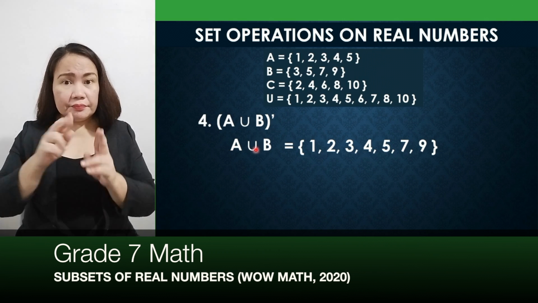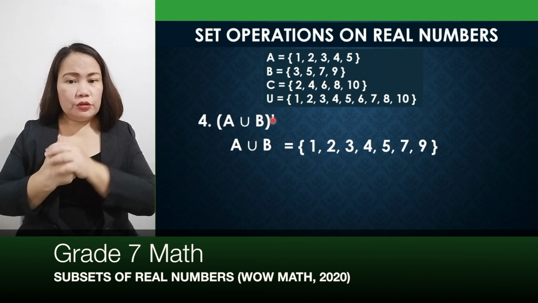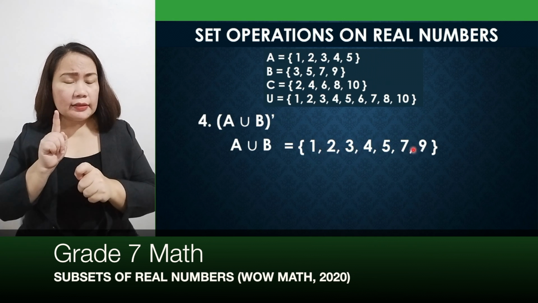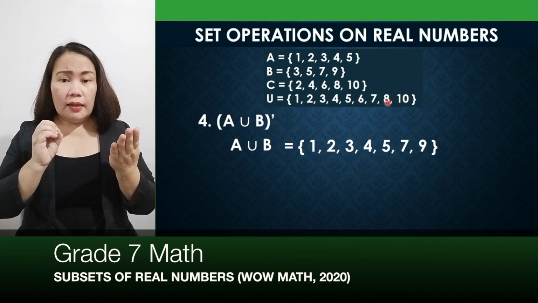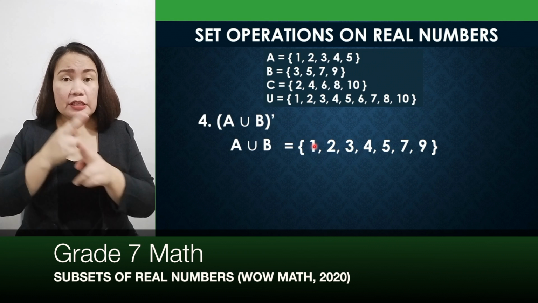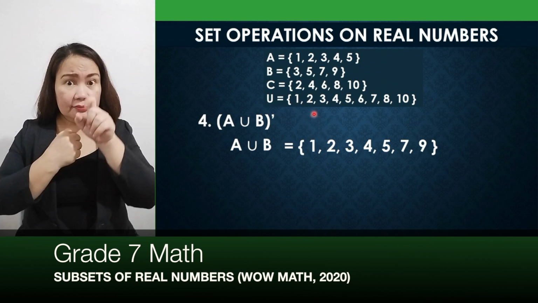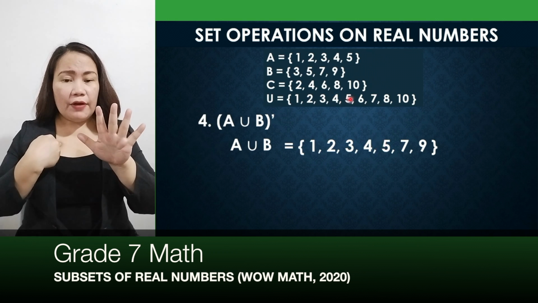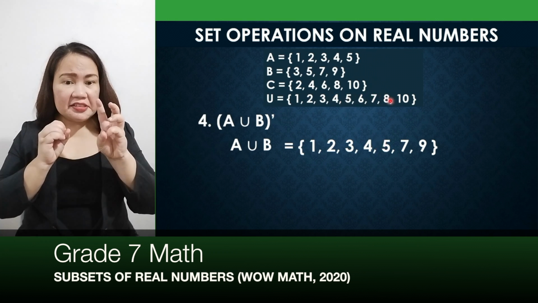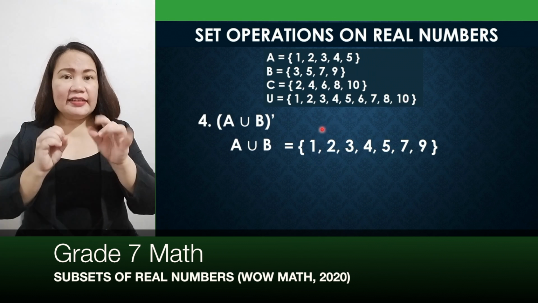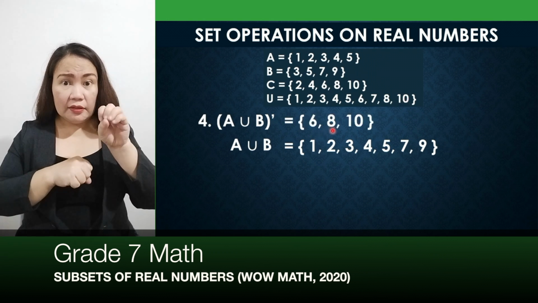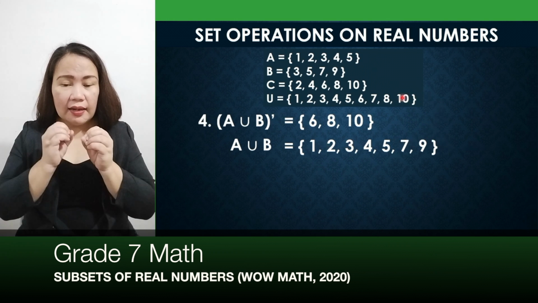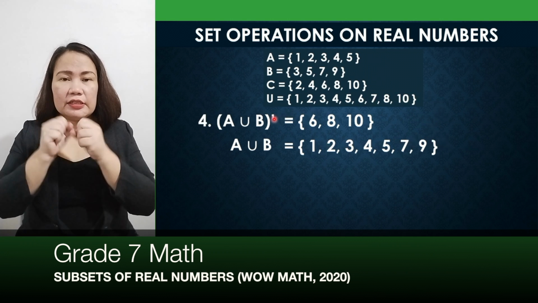Now, ang question is, the complement. Pag sinabing complement, ano yung wala dito, pero nasa universal set? Okay. So, tignan natin. May 1, may 2, may 3, may 4, may 5, wala siyang 6, wala siyang 8, wala siyang 10. So, therefore, the complement is 6, 8, 10. So, ano yung wala dito na nasa universal set because we are getting the complement.